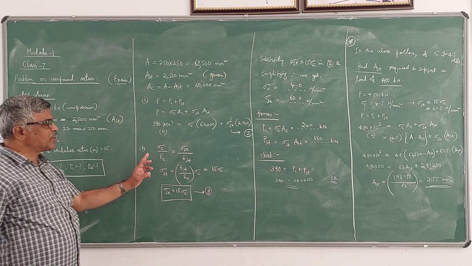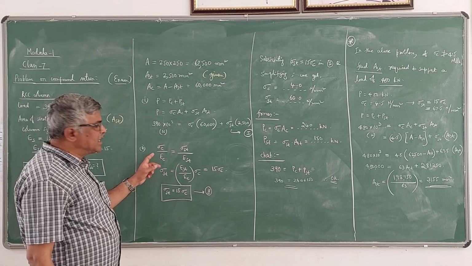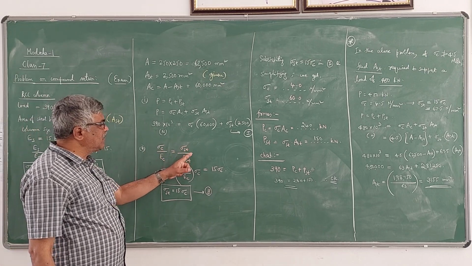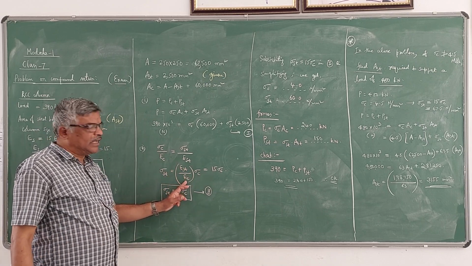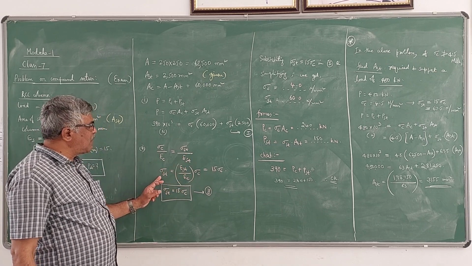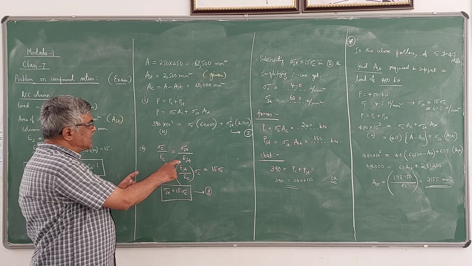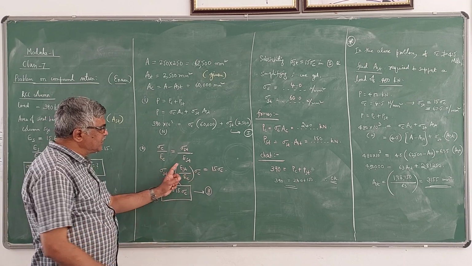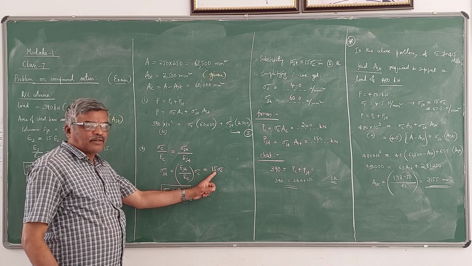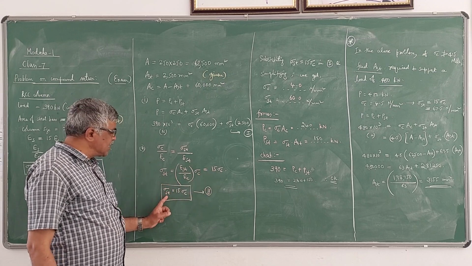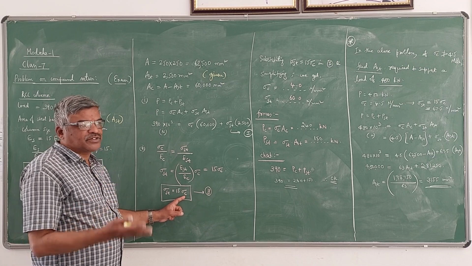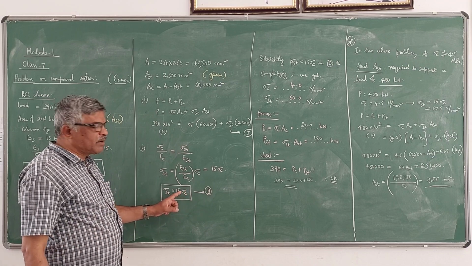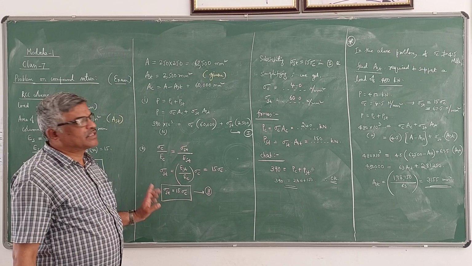The second equation is the strain compatibility equation. Once again it is sigma C by EC equal to sigma ST by EST. Since we know the ratio EST by EC, I will rewrite this equation in this form: sigma ST is EST divided by EC into sigma C. This value you know is 15. That means the stress in steel is nothing but 15 times the stress in concrete. So if you find the stress in concrete, just by multiplying by 15, you get the stress in steel.